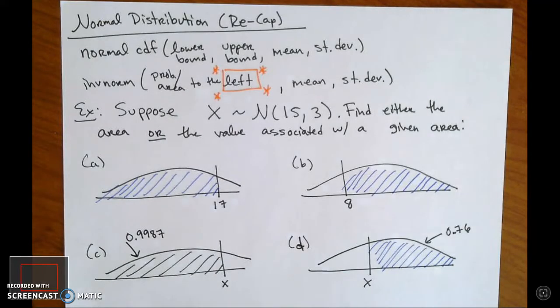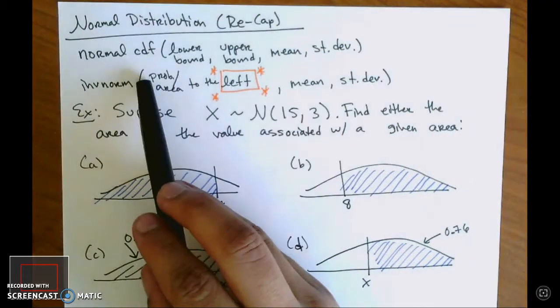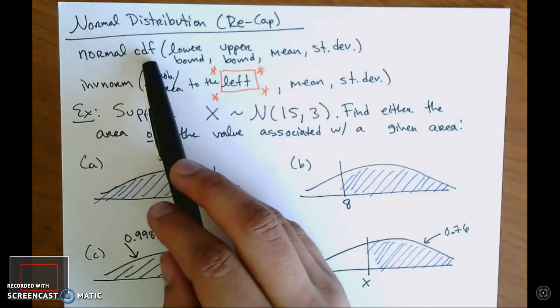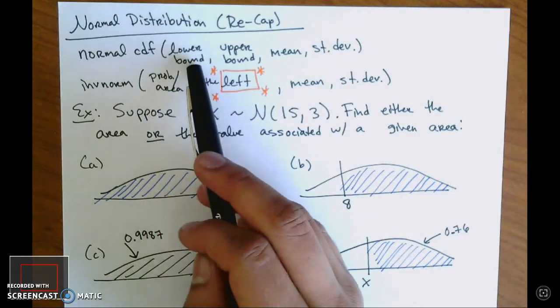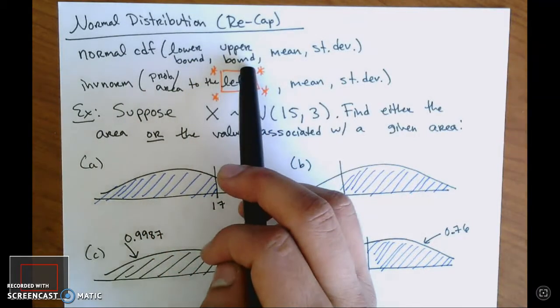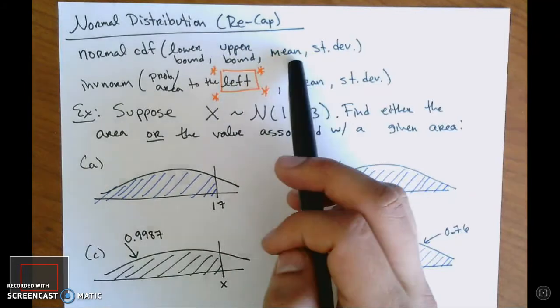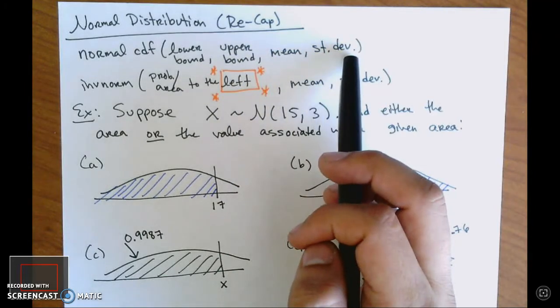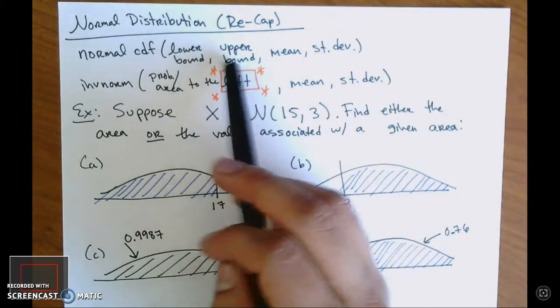Okay, guys. So this week, what we spoke about was the normal distribution, and we looked at two different types of functions that we go into the calculator to be able to calculate the probability or get the value given the probability. So the first thing was normal CDF, right? So normal CDF, you needed to have a lower bound and an upper bound, given some mean and standard deviation.